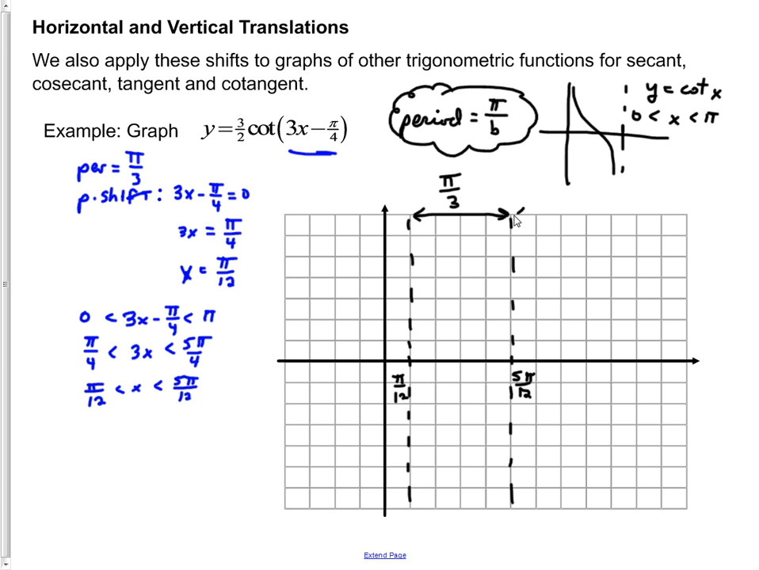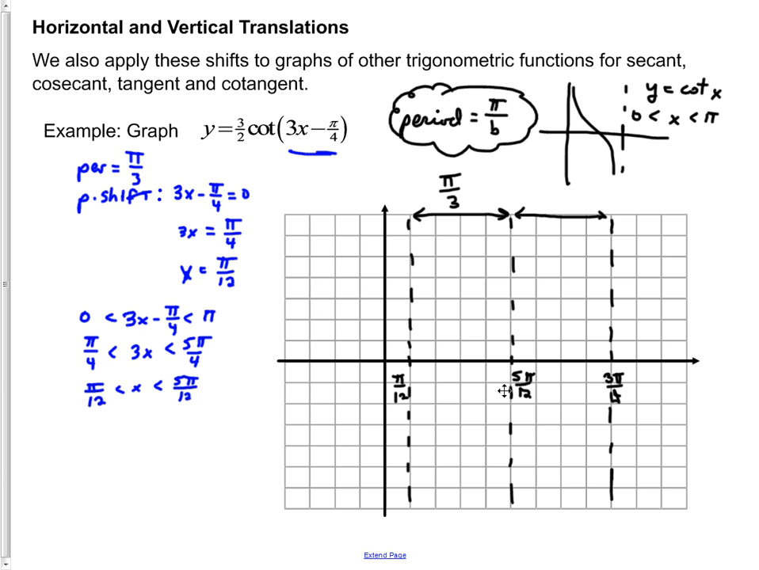So if I added pi over 3 one more time, 5 pi over 12 plus pi over 3. Pi over 3 is the same thing as 4 pi over 12. So this is going to be 9 pi over 12, right? 9 pi over 12 reduces to 3 pi over 4, which would be the next key point right here for a vertical asymptote. Kind of interesting that these numbers work out this way, but there it is.